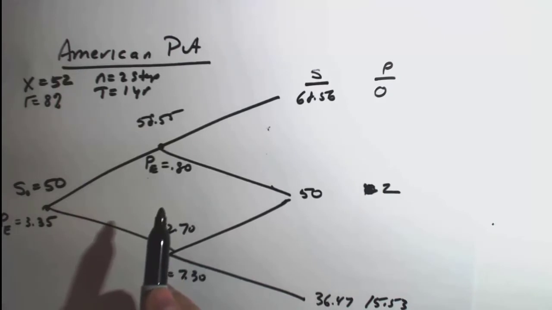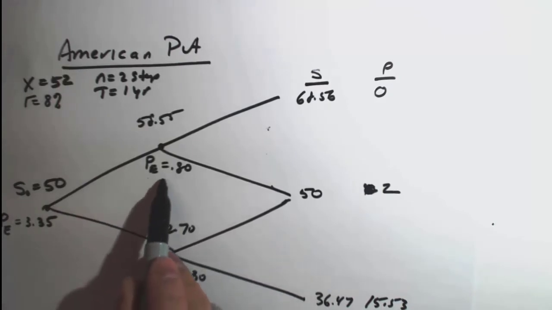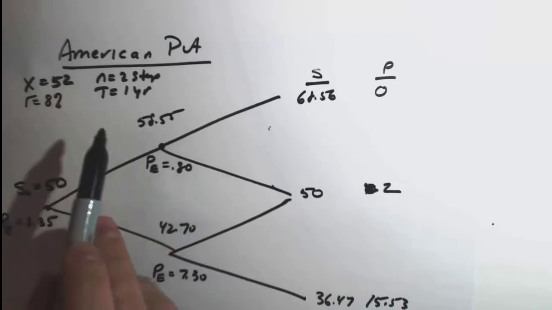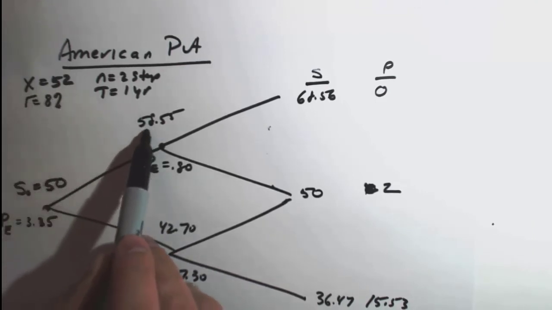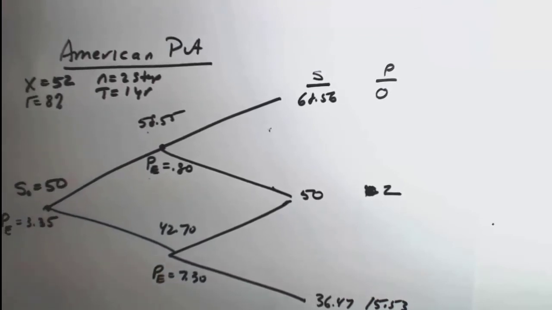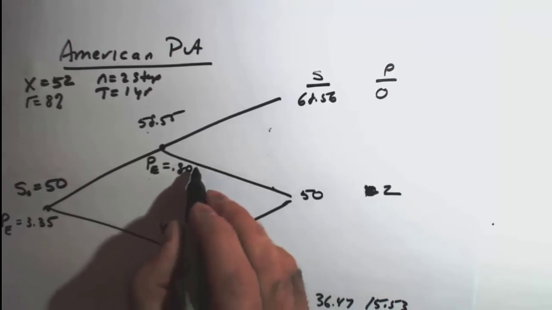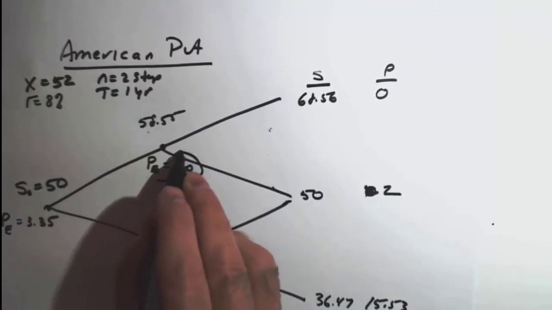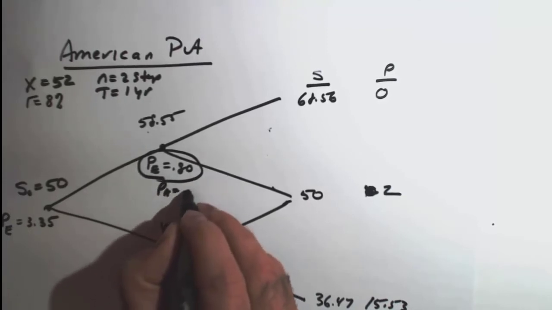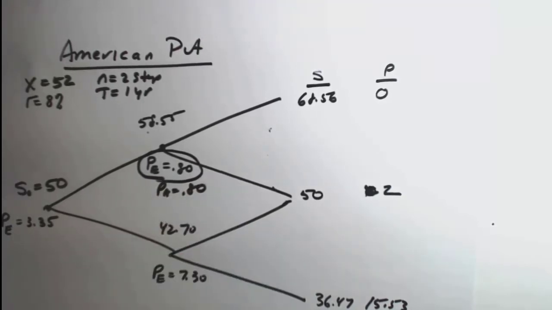We need to ask, is it optimal at this point to exercise this put? The stock is at 58.55 and the exercise price is 52. It's not optimal to exercise this. It doesn't make sense to exercise it. So we're going to keep this. This European price is the same as the American, so I'll just put it in there. PA equals 80 cents also.